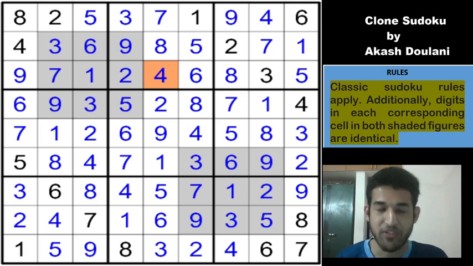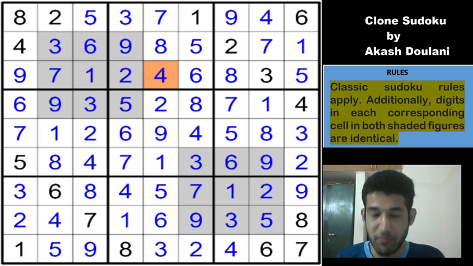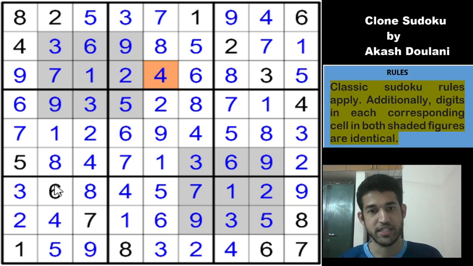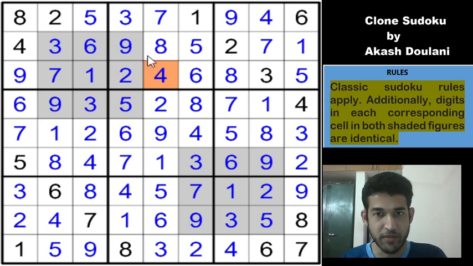And with that, we have completed this marvelous creation of a clone Sudoku by Akash Doulani. It had a really enjoyable solve path. I think the start of the Sudoku was we had to find the 1-8 pair, which wasn't easy to find. It basically involves seeing that 1 cannot be in these 3 cells, which means that 1 is eliminated here and from here, and we got a 1-8 pair here.